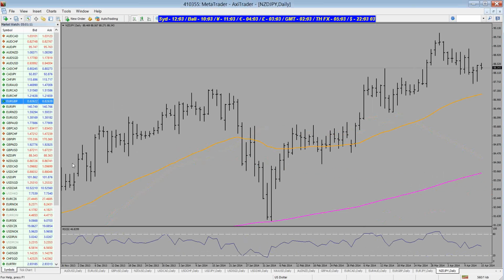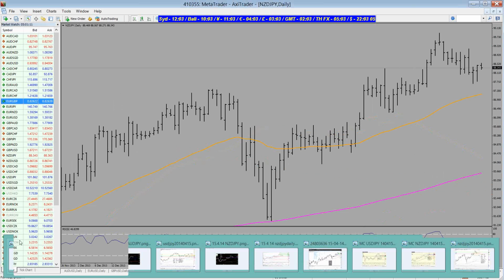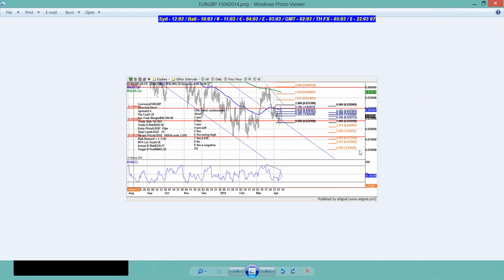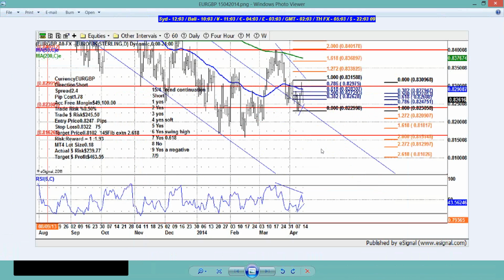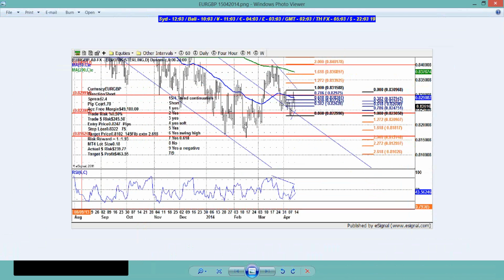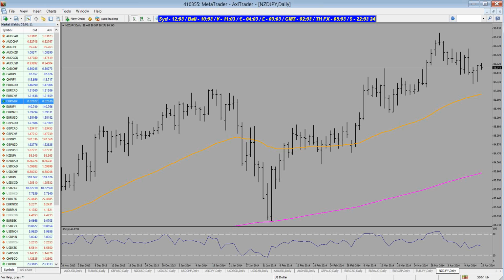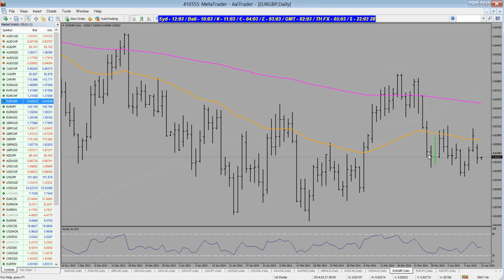Euro pound. Yeah, I like this from a fundamental point of view. You've had a nice little cycle underneath there. Trend continuation short. Cyclicity is lower highs, lower lows. Well, you've just had a mini cycle underneath it.